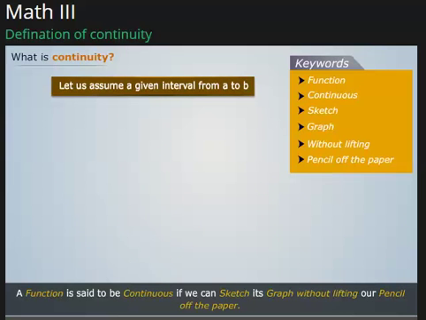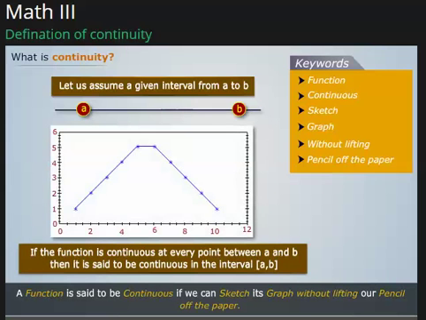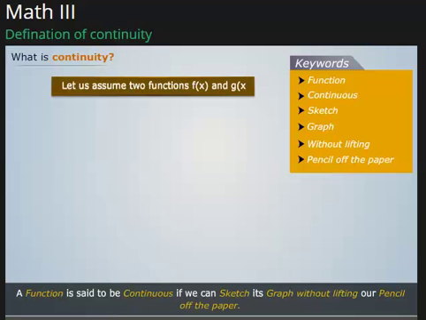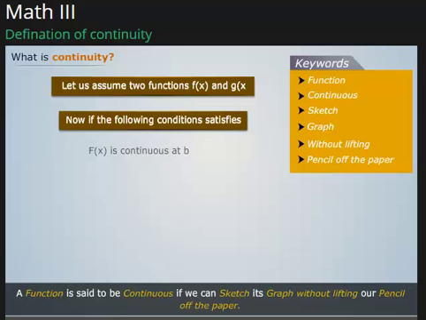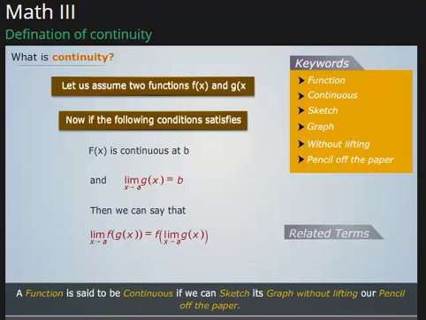Let's assume a given interval from a to b. If the function is continuous at every point between a and b, then it's said to be continuous in the interval ab. Let's assume two functions, f(x) and g(x). Now if the following condition is satisfied, then we can say that the related terms are.